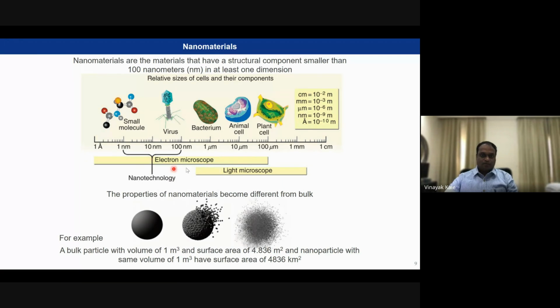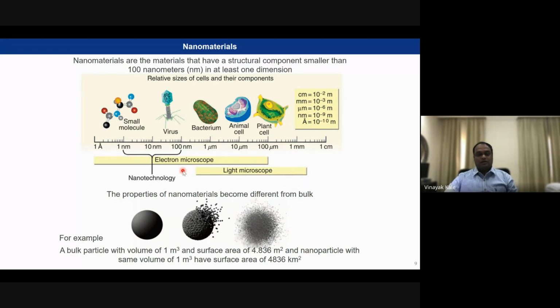From 100 nanometers to 1 centimeter, a light microscope can work, and we can visually see the particles in this range. But below 100 nanometers, we cannot see with a light microscope. We have to use an electron microscope. The properties of nanomaterials become different from the bulk.